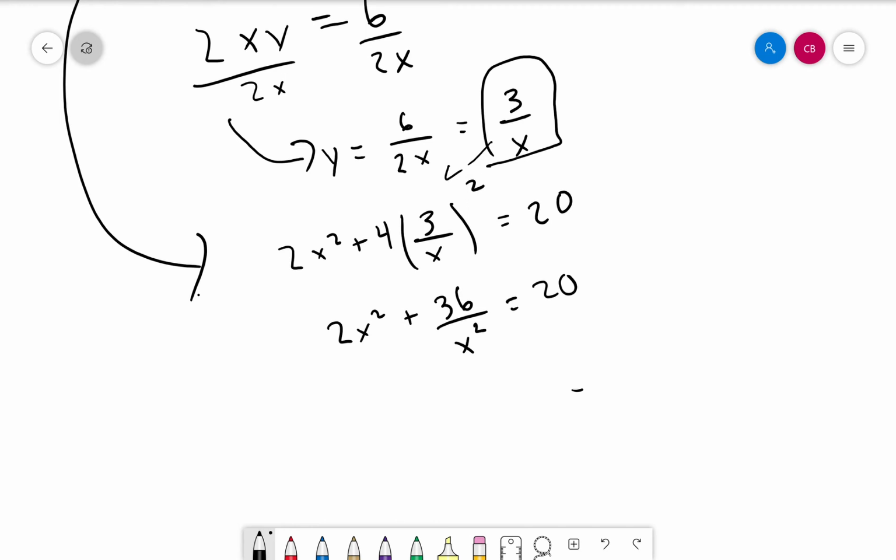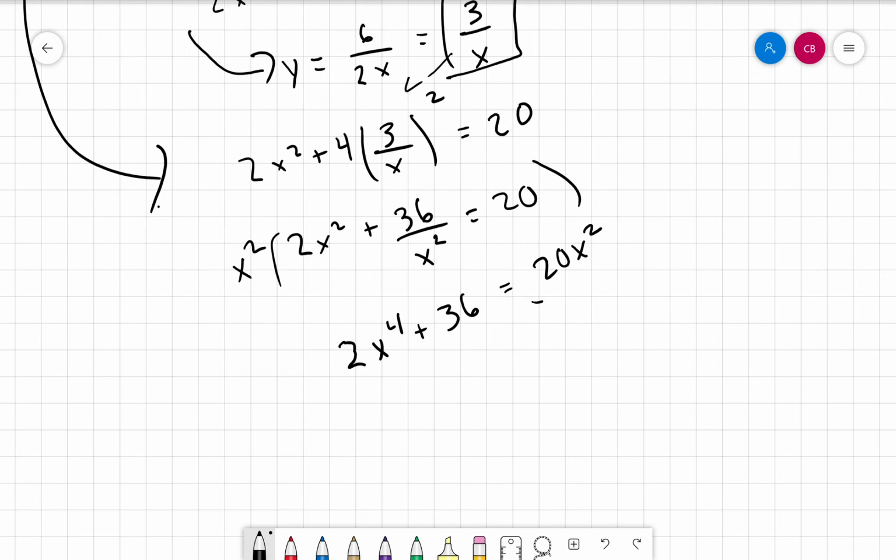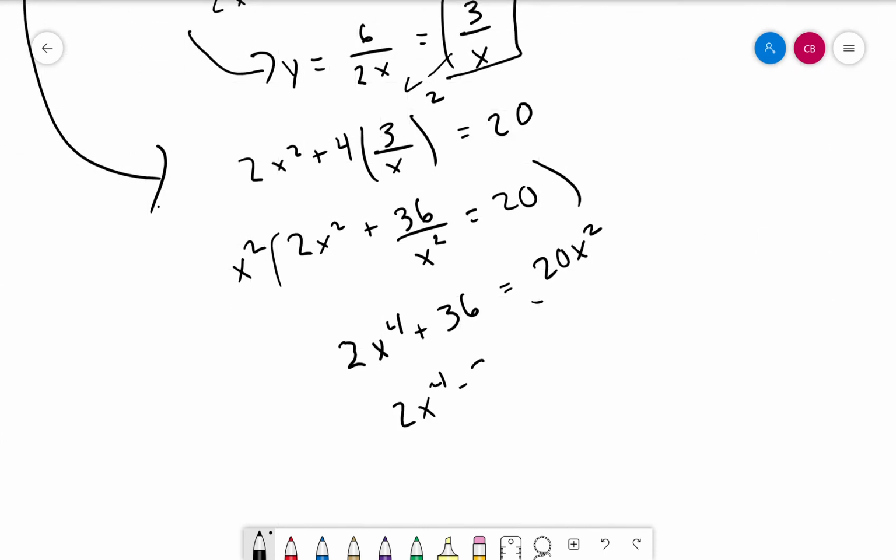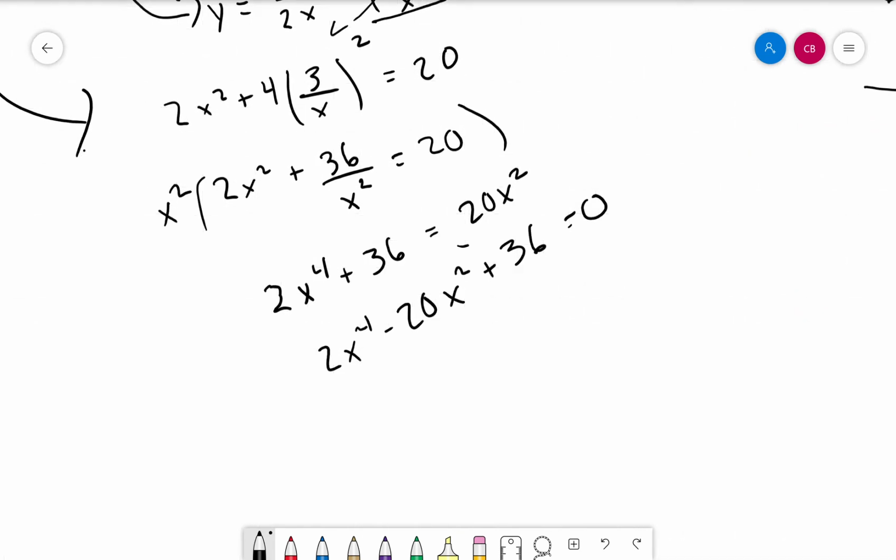So we have an x squared on the bottom. Let's multiply everything by x squared to get that off the bottom. We have 2x to the 4th plus 36, x squared will go away, is equal to 20x squared. Okay, so then this is 2x to the 4th minus 20x squared plus 36 is equal to 0. Divide out the 2. This is x to the 4th minus 10x squared plus 18 is equal to 0.